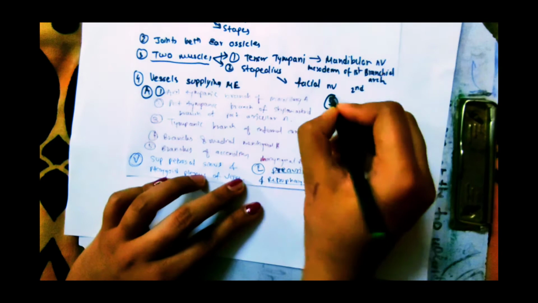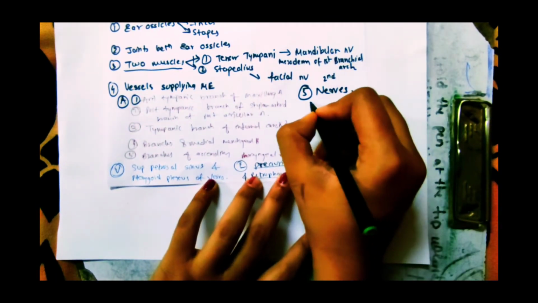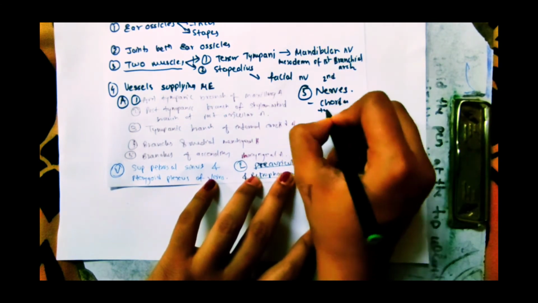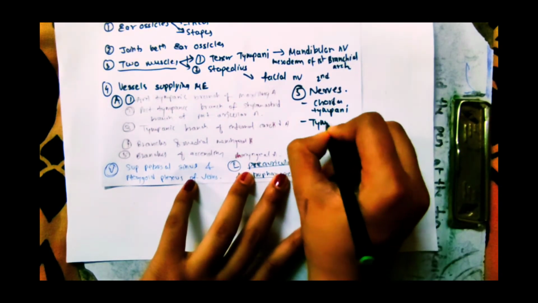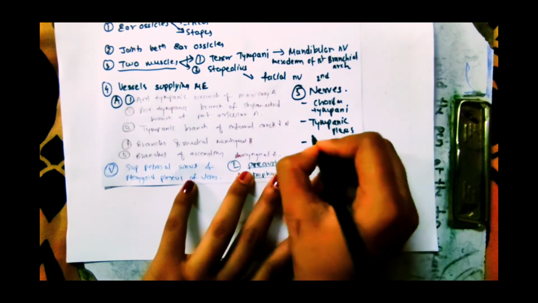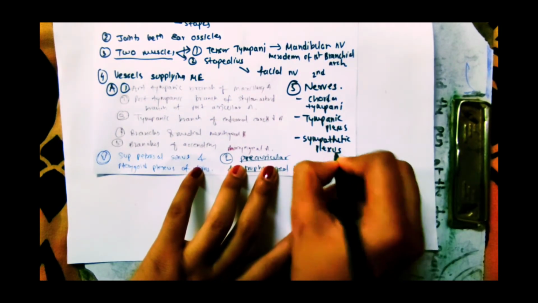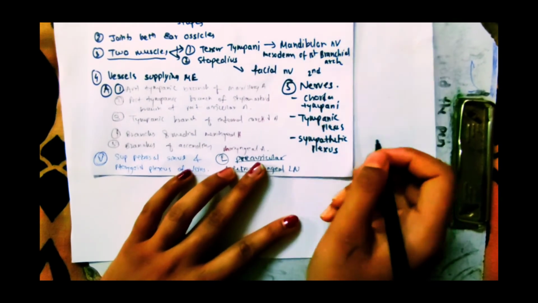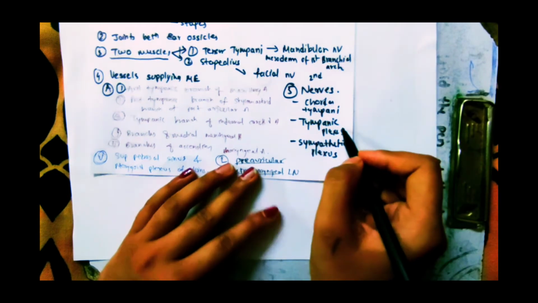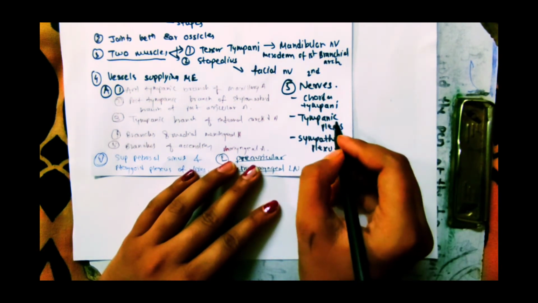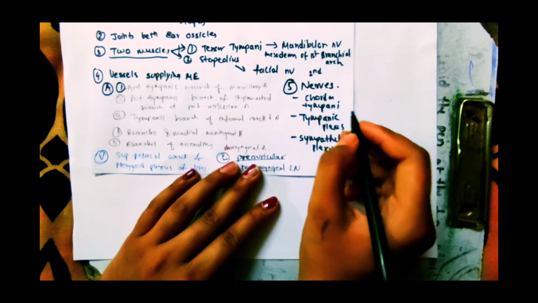Then the fifth content is nerves. The nerves are the chorda tympani. The nerves are also derived from the tympanic plexus and the sympathetic plexus. The tympanic branch of the glossopharyngeal nerve forms the tympanic plexus, and the plexus gives fibers to the mucous membrane, auditory tube, mastoid antrum, and air cells.